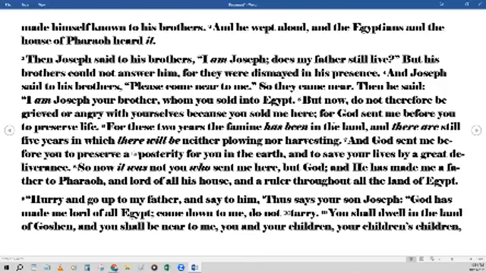But now do not therefore be grieved or angry with yourselves because you sold me here. For God sent me before you to preserve life. For these 2 years the famine has been in the land, and there are still 5 years in which there will be neither plowing nor harvesting. And God sent me before you to preserve a posterity for you in the earth, and to save your lives by a great deliverance. So now it was not you who sent me here, but God.